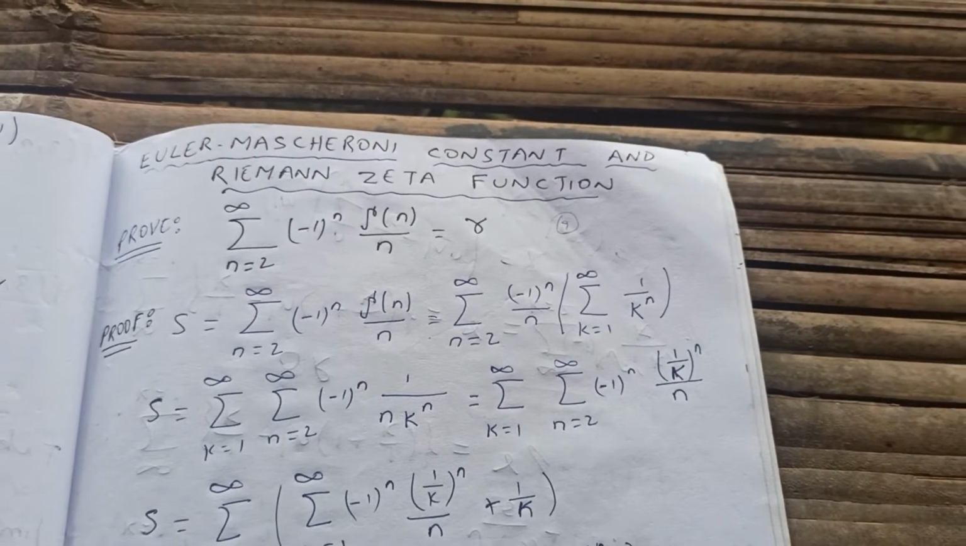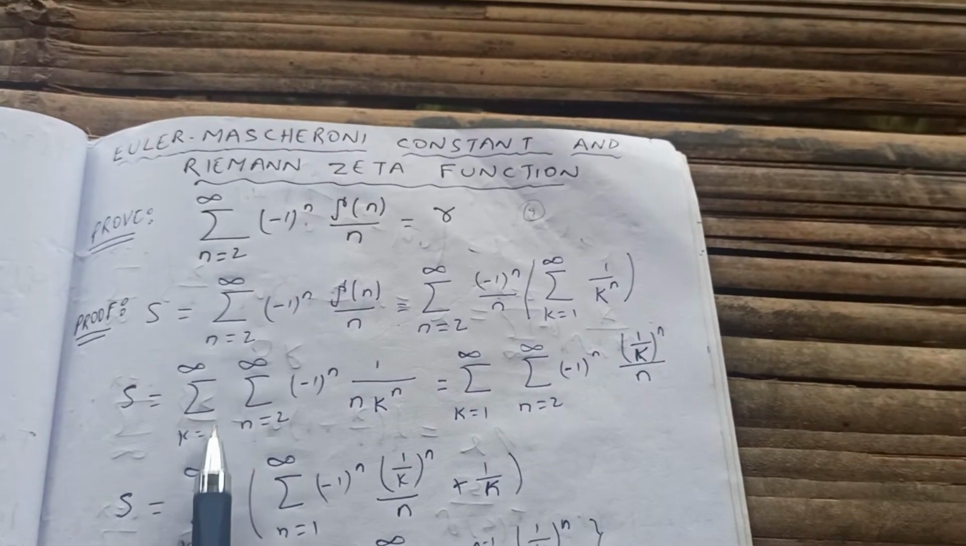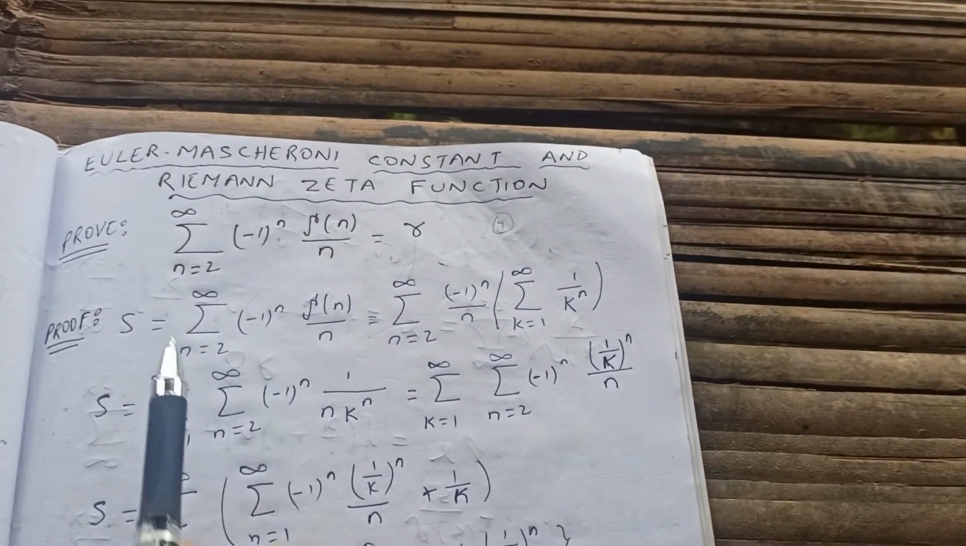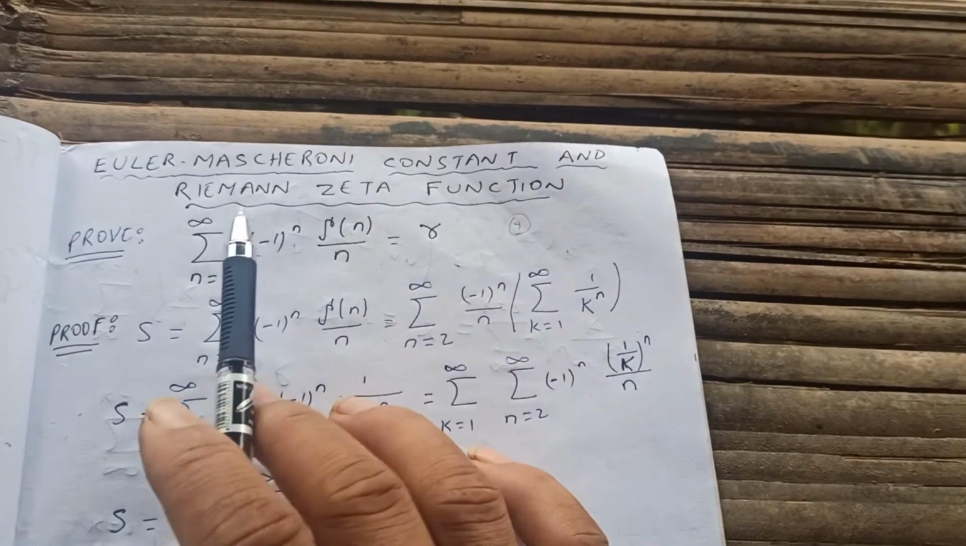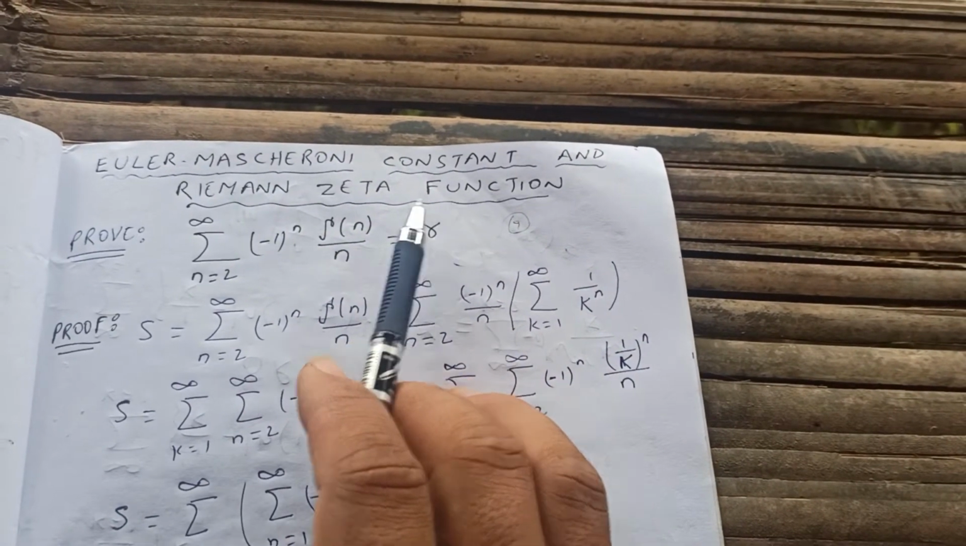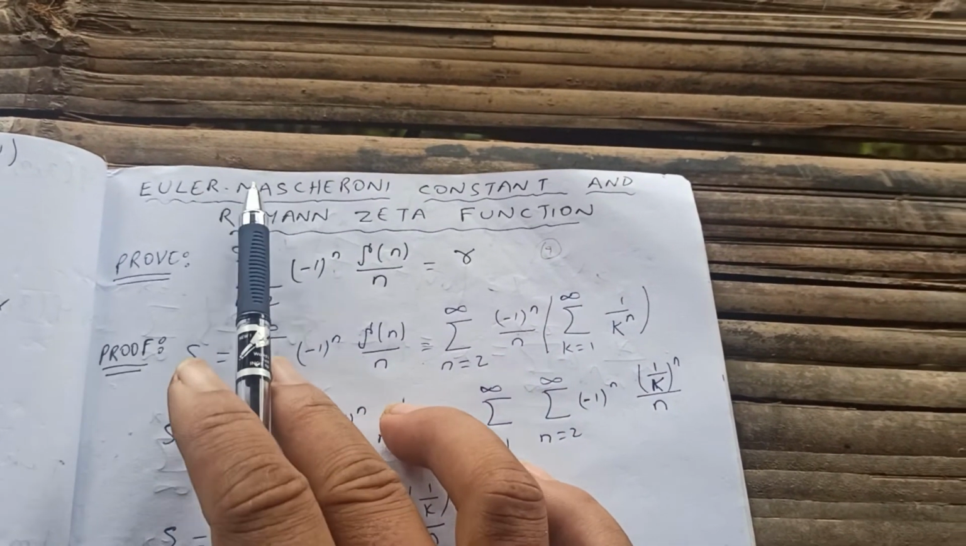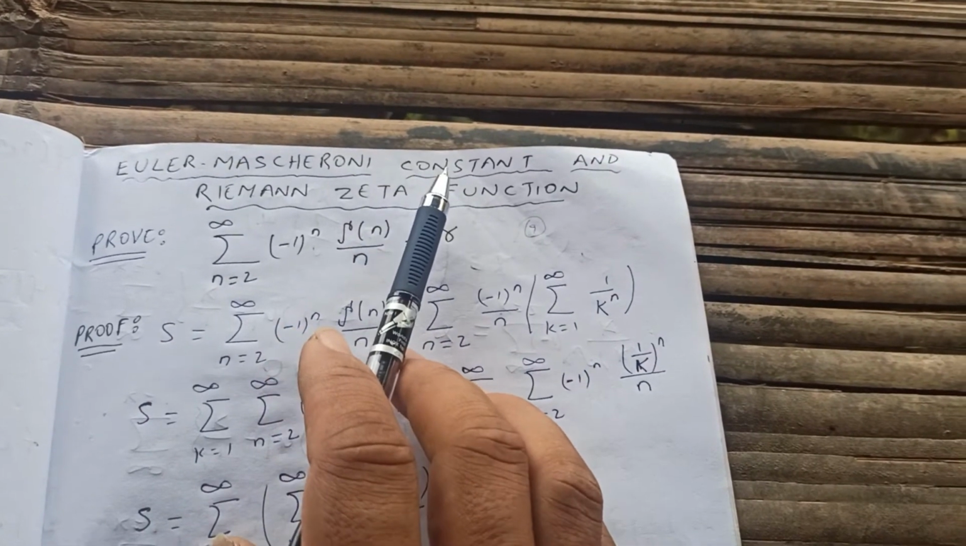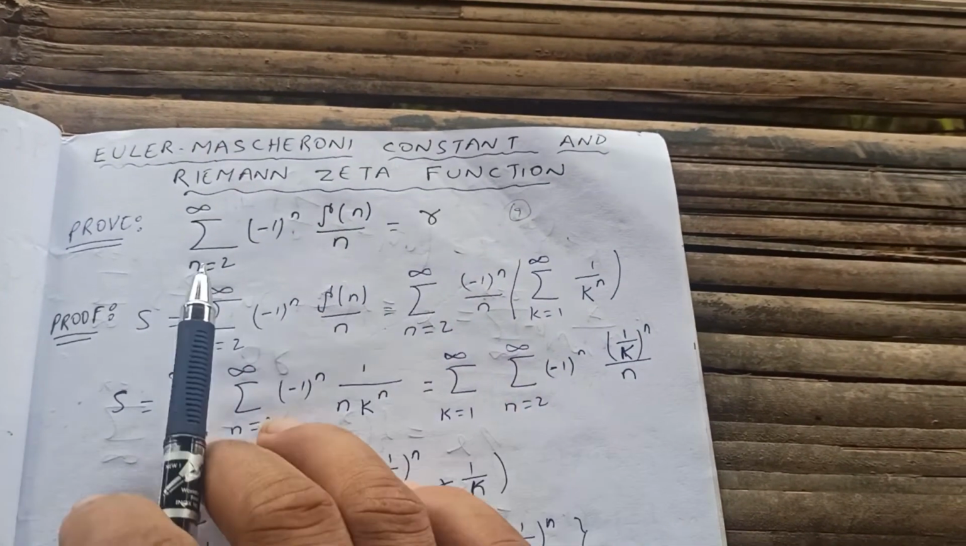Today we are going to solve the Euler-Mascheroni constant and Riemann zeta function. That means the relation between the Euler-Mascheroni constant and the Riemann zeta function.